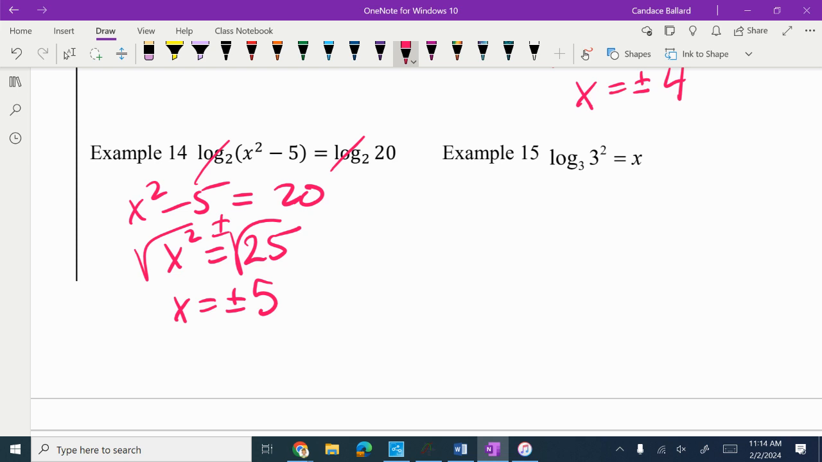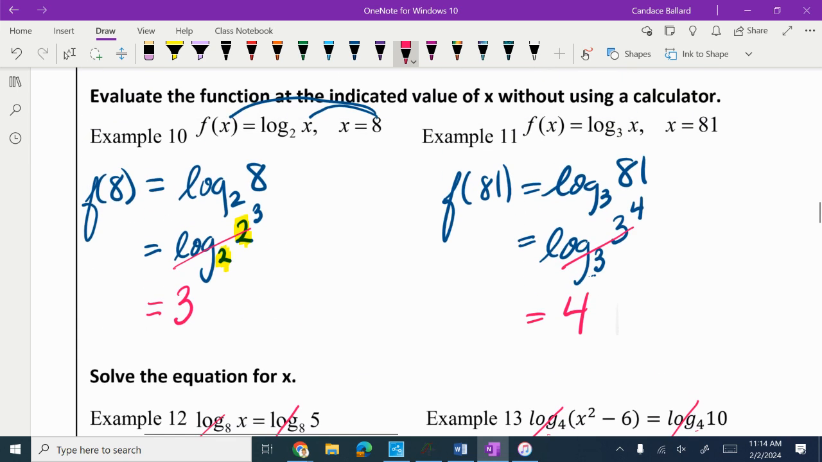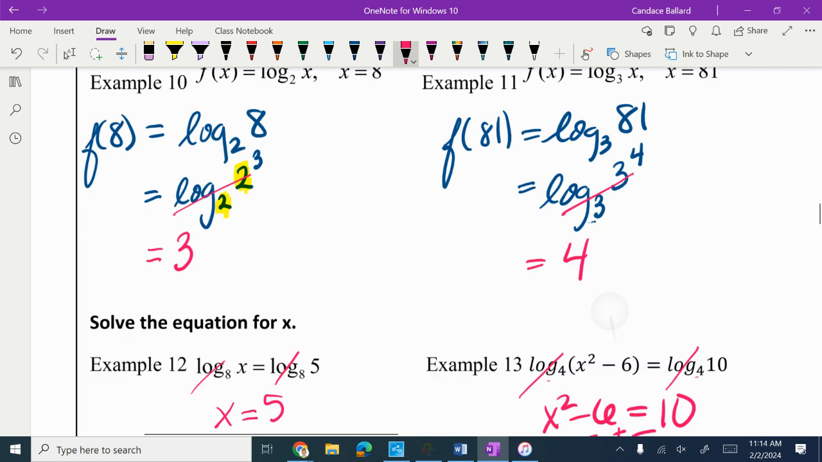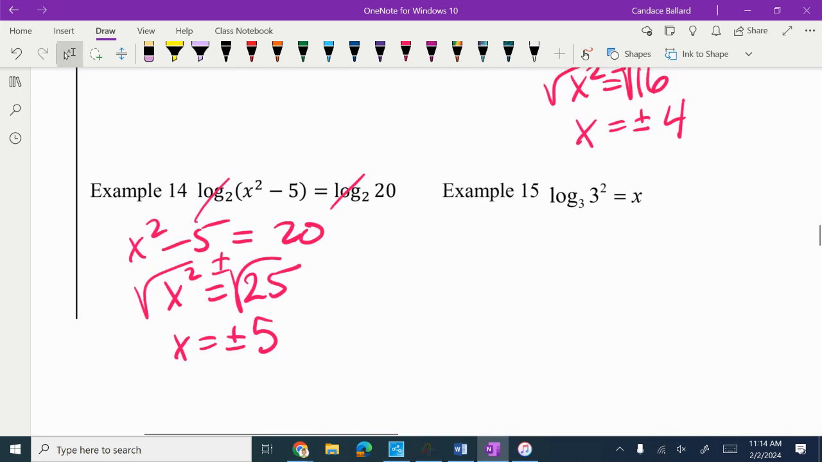Okay. Any questions on that particular property? Because we're going to move on to a different property next. This one is very similar to what we did up here, but this time we have it equal to x. What happens when we have a log with a base and a number here that match? We're going to say in Mrs. Ballard's class that's called canceling, right? So we're canceling that. What's the only thing left?